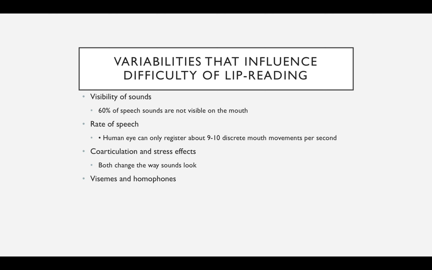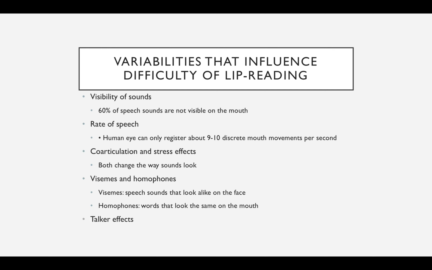And then homophones and visemes. The speech sounds that look alike on the face are visemes, and then homophones are words that look alike or look the same on the mouth. So just be able to differentiate the two and which one correlates to how your face looks and which one looks the same at the mouth. And then talker effects can also impact this. Sounds can look different as a result of the person's culture, geography, location, their appearance, or their disposition. So that is the impact that has.